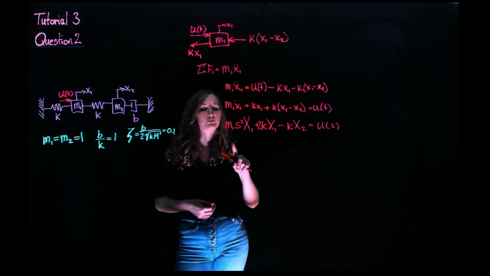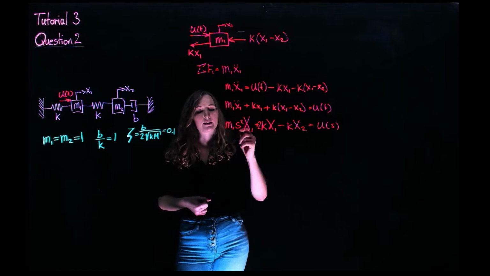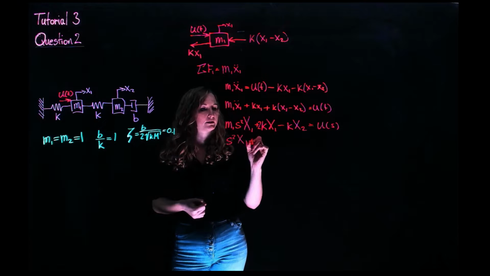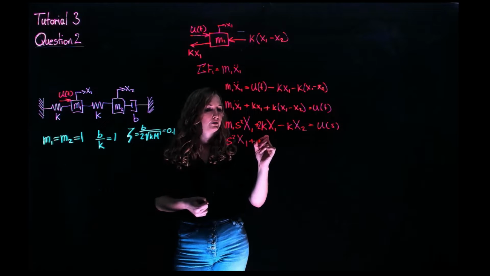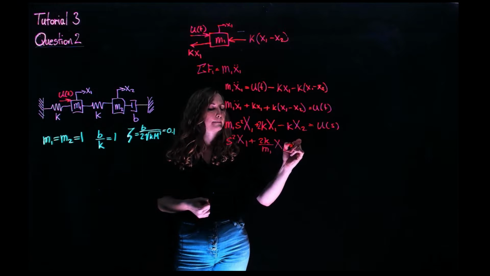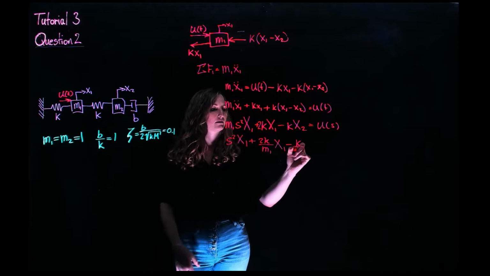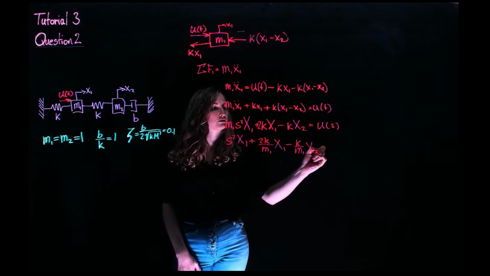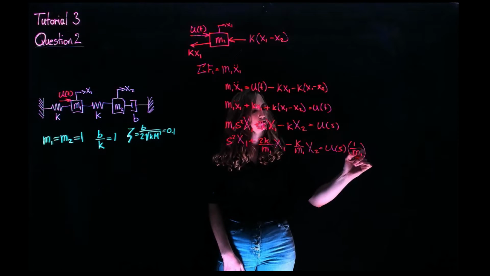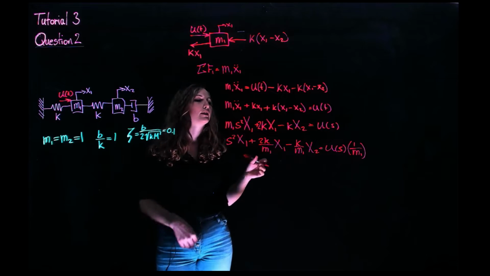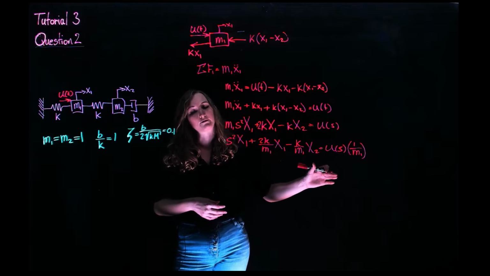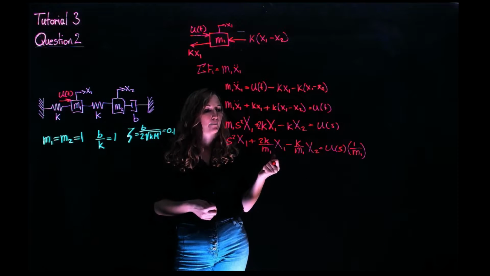And one last step is we want to get rid of this coefficient in front of the x1, so we will have s squared x1 plus 2k over m1 x1 minus k over m1 x2 is equal to u of s times 1 over m1. So make sure you do it everywhere when you do it, otherwise you won't get the correct answer at the end. So we have to do it both to the left and right side when we're dividing everything by m1.